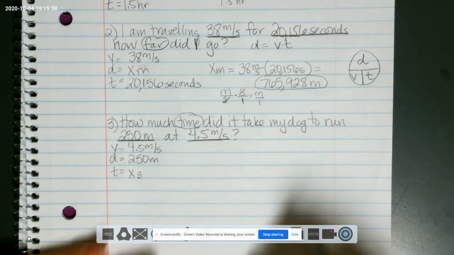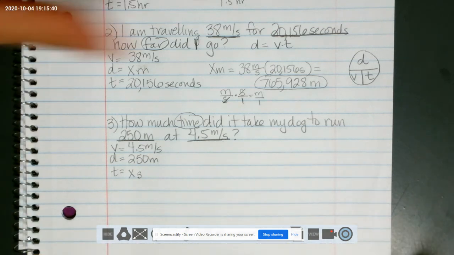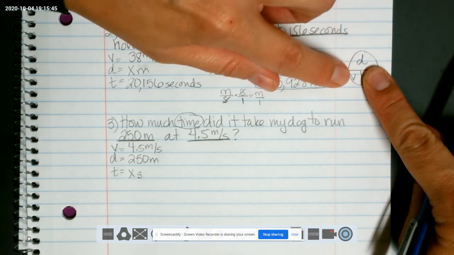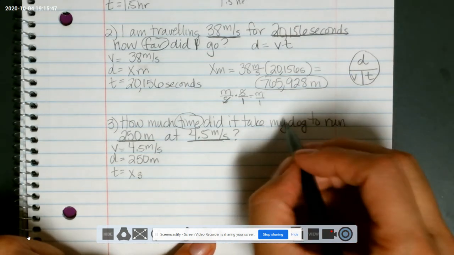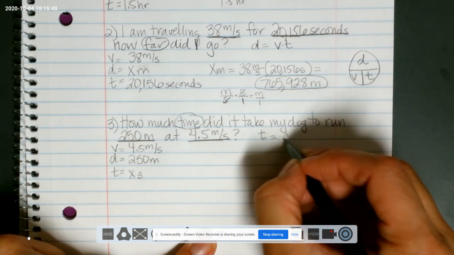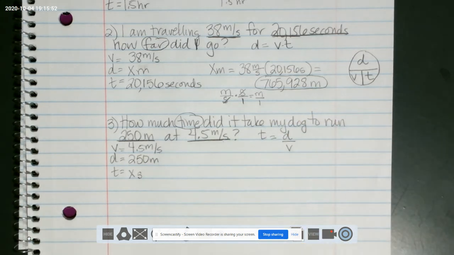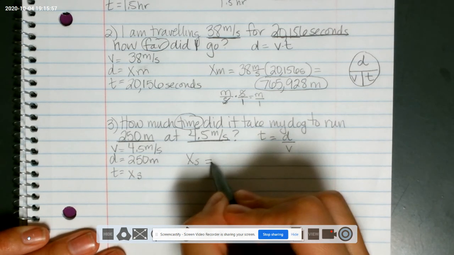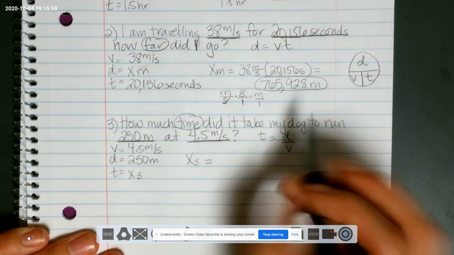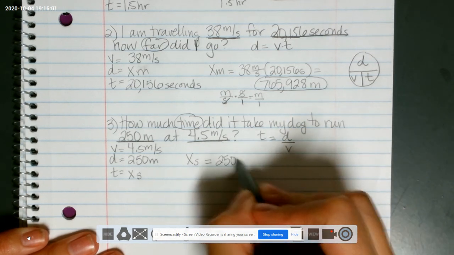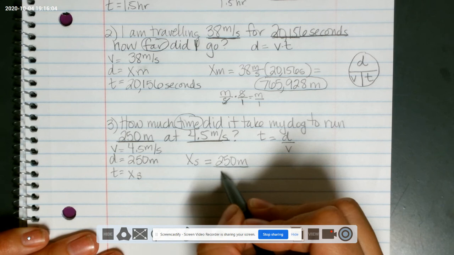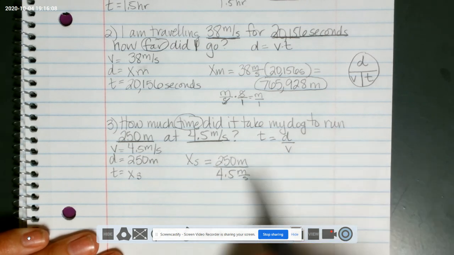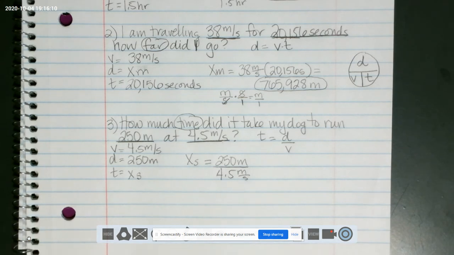Okay, so now I'm going to plug it into my equation, but I've got to figure out what my equation is again. If I'm looking for t, I cover it up, and I get d on top of v, or d divided by v. So t equals d divided by v. That's my equation. So I'm just going to plug these numbers in. X seconds equals, so that's my t. My d is 250 meters, and I'm going to divide that by my velocity of 4.5 meters per second. Now notice I'm stacking them just because it helps with the algebra part of it.